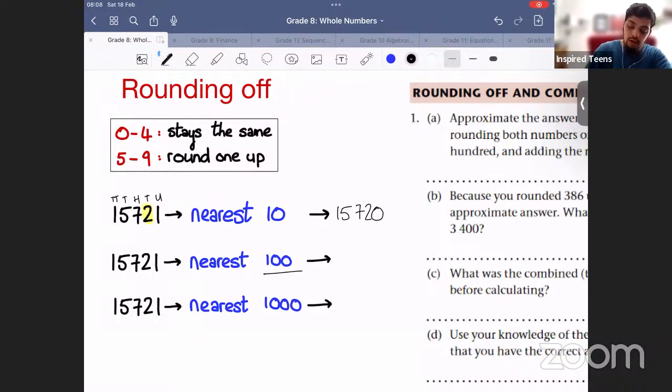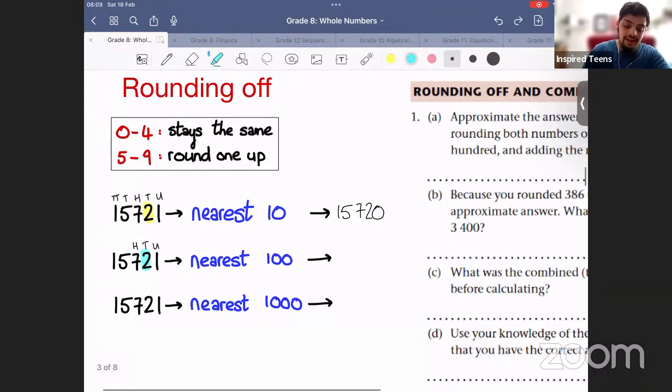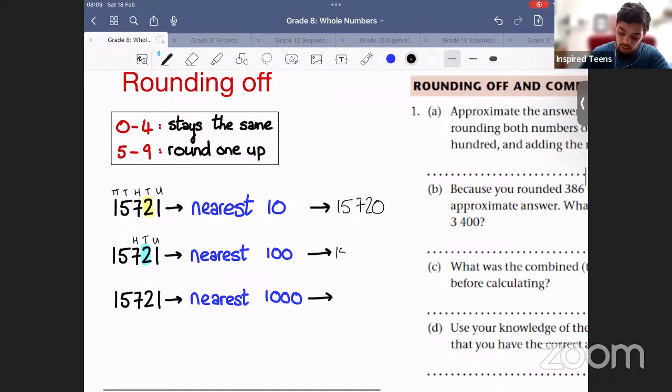Let's talk about nearest 100. So here's our 100 column here, which means we're going to be looking at this guy, which is our tens column. So in the tens column, is it from 0 to 4? Is it from 5 to 9? In this case, it is from 0 to 4. So we're going to keep it the same as well. So the closest hundredth to 721 is 700 and not 800. So it's going to become 15700.